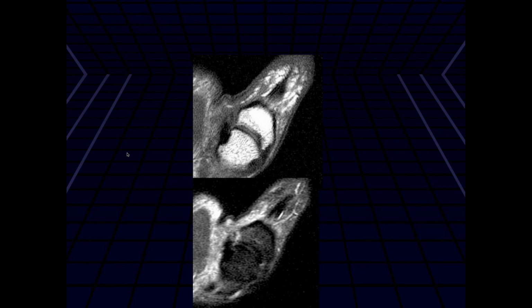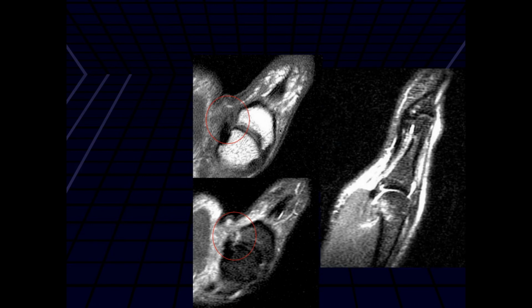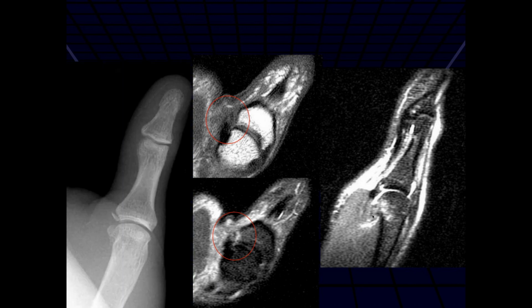Here we can see, I think, a non-displaced ulnar collateral ligament tear distally. There might be a small avulsion fragment right there, actually. That's a little bit edematous. You can see a volar plate injury and edema there as well. You can see the avulsion fracture much more clearly on this one.